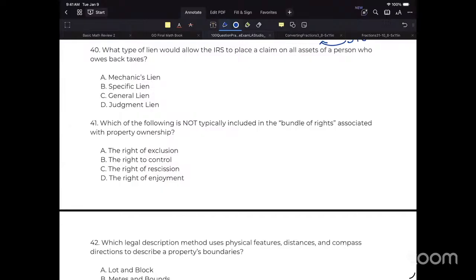All right, Caroline says C. Marily, you say C. Okay. And I like C. C is our answer. Why? Because we know that a specific lien is against a specific property, right? A mechanics lien is a type of specific lien. So we know those can't be it. Because it says it's on all assets of a person, and a specific lien is on a piece of real property.